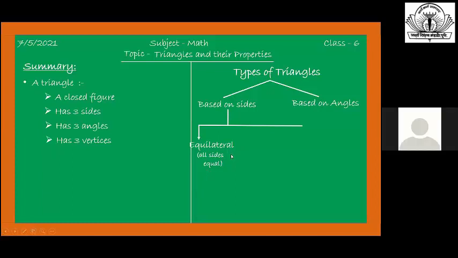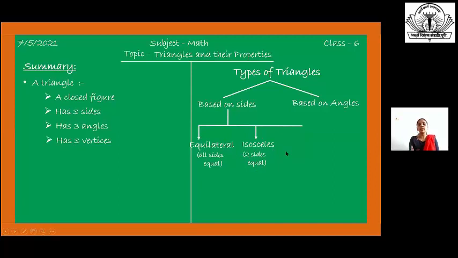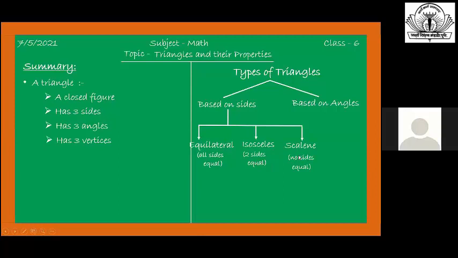Isosceles triangle. And what was its property? What was the sides condition? 2 sides are equal. Yes, the second type is an isosceles triangle having 2 sides equal. And the third one was the scalene triangle, which has none of the sides equal.